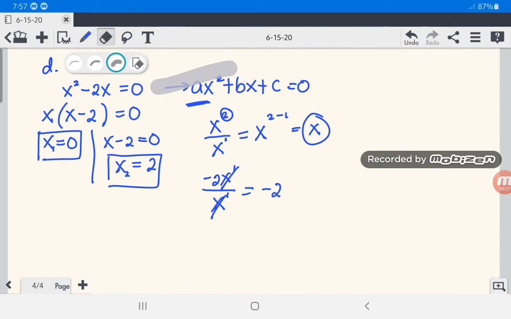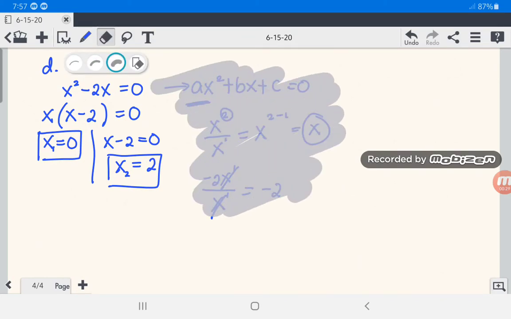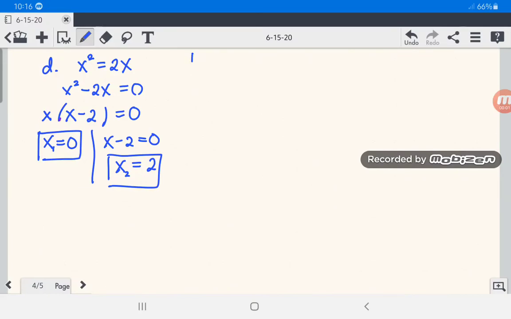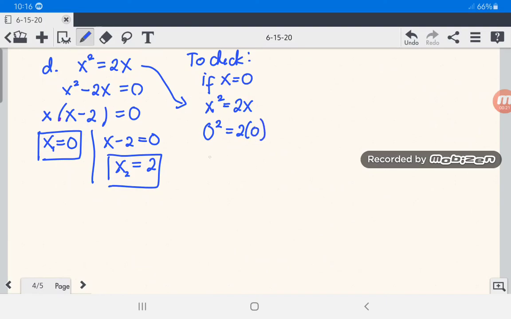The next is, to check if x is equal to 0, you substitute it into the original equation. We have x squared is equal to 2x. Value of x is 0, so you substitute: 0 squared is equal to 2 times 0. Then that is 0 equals 2 times 0, that is 0. Check.